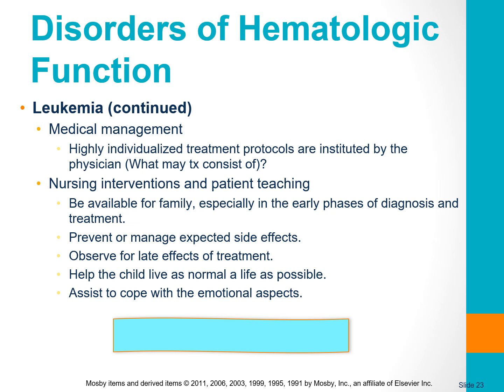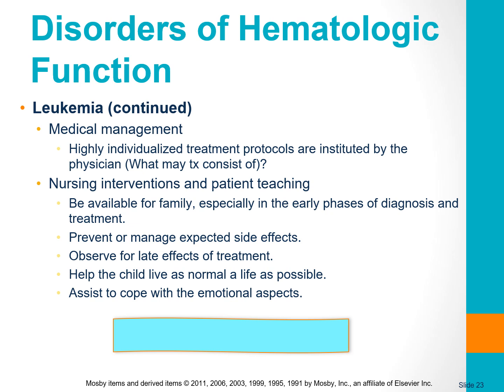These kids are really at a specific increased risk of infection. So as we obliterate their immune systems to try to target and stop the body from proliferating incorrect cells, we do interrupt natural immunity. So they're at an increased risk for infection. So we want to prevent expected side effects, which are typically secondary infections. We want to observe for late effects of treatment, which typically are nausea, vomiting, and dehydration, and then immune status.